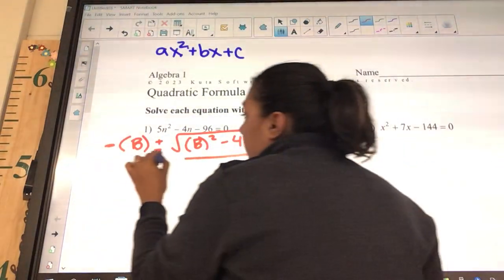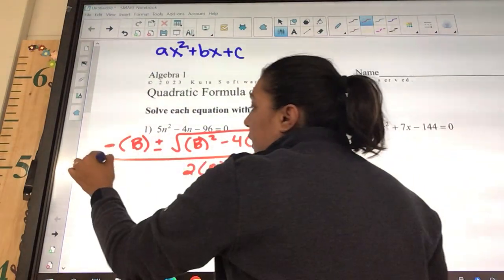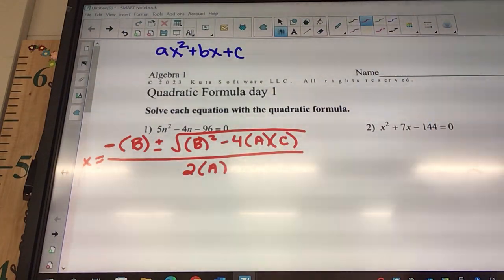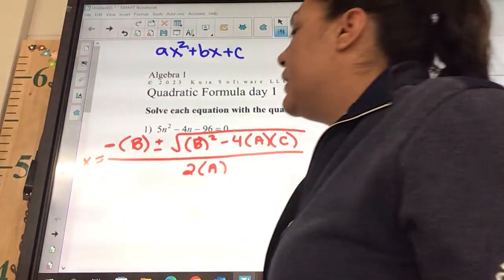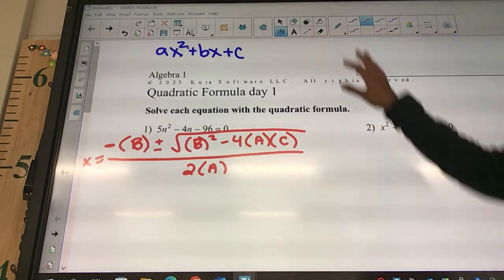All over 2A, and that's important. Okay, this really equals x equals that. It really looks complex. I'm not going to lie to you, it looks scary, okay? But really, it's A's, B's, and C's we're plugging in. As long as you know what your A, B, and C are, you should be totally fine.